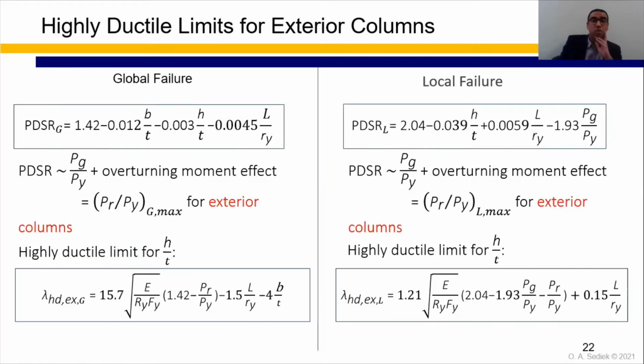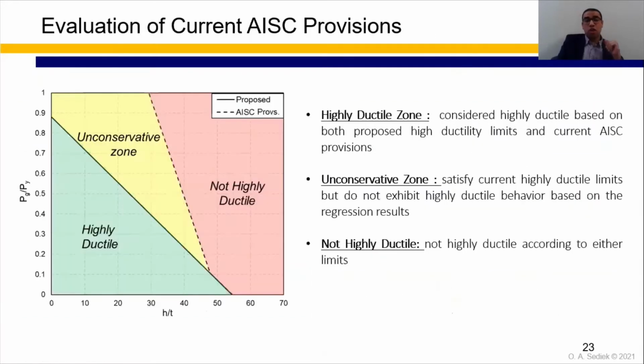Again, like what we have done with the CCLR, we did the same thing with the BDSR, proposed new expressions for these parameters, and used these expressions to propose new highly ductile limits for H over T of HSS columns of exterior columns. So now let's compare our proposed provisions or our proposed guidelines with the current AISC guidelines.